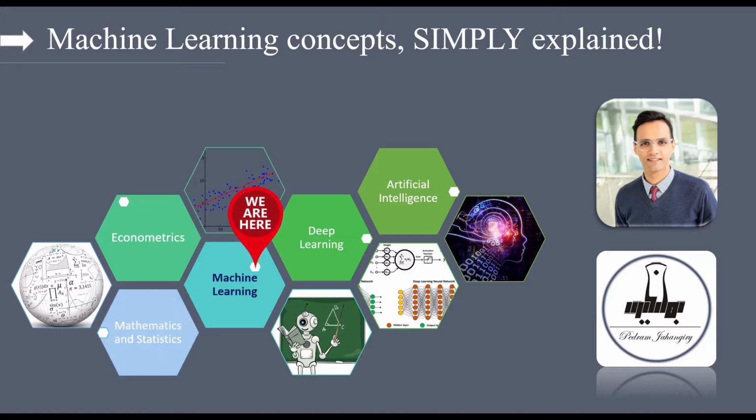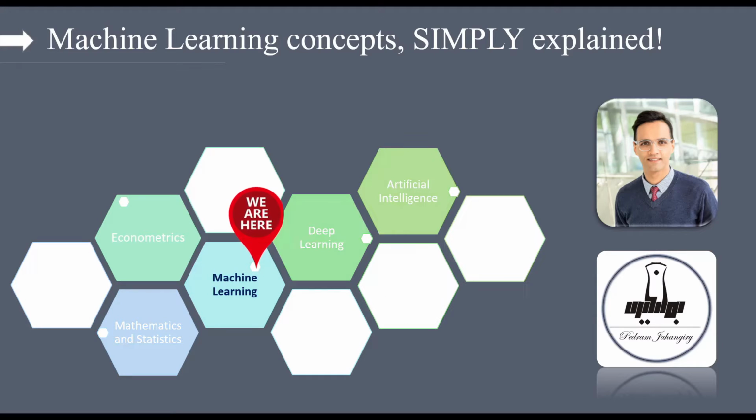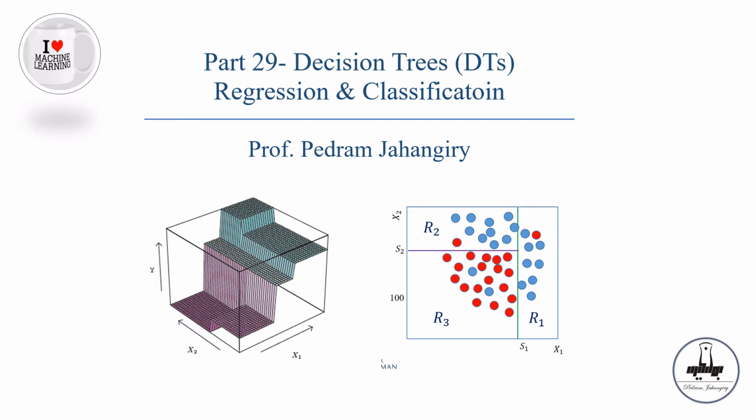This is another episode of my crash course in machine learning concepts, simply explained. Part 29, Decision Tree Regression and Classification. Now that we know the basic terminology of decision trees and we know what the decision tree criteria are, let's talk about the details of regression and classification models.